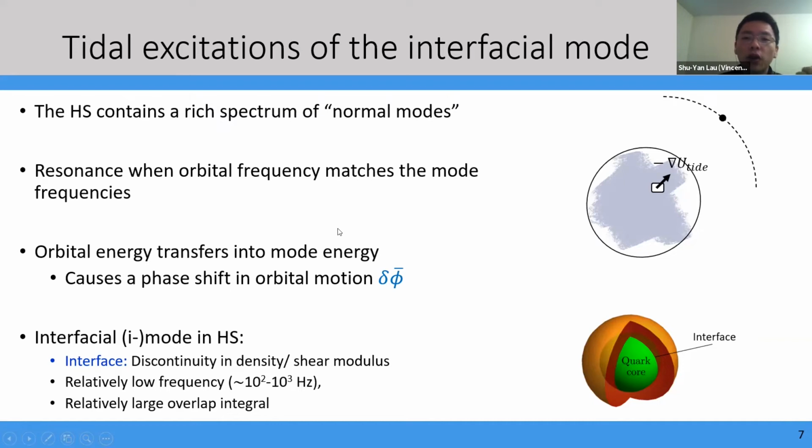Another reason why we look at this interfacial mode is that it has a relatively low frequency for the various equations of state we consider. The frequency of this mode usually lies between several hundred to 1,000 hertz, which means the resonant frequencies might lie within the inspiral stage of the binary hybrid star. Also, this particular mode couples rather strongly with its companion. That means we expect it to give a rather strong signal in the orbital phase shift.